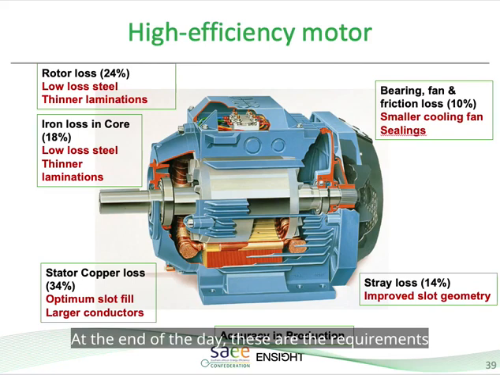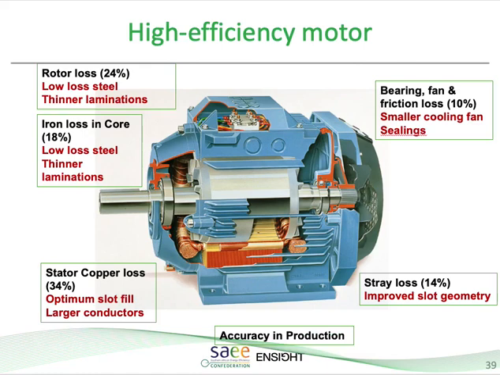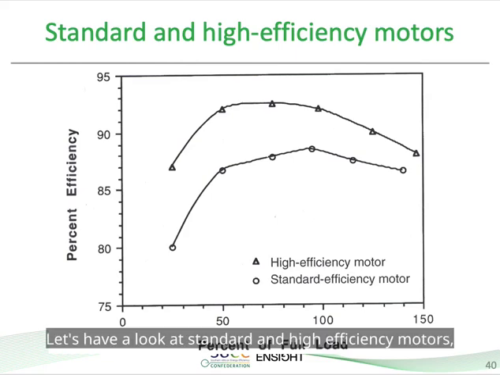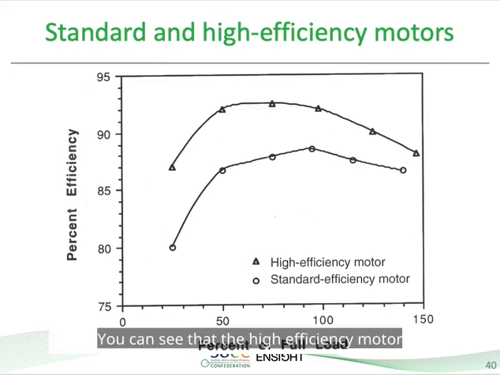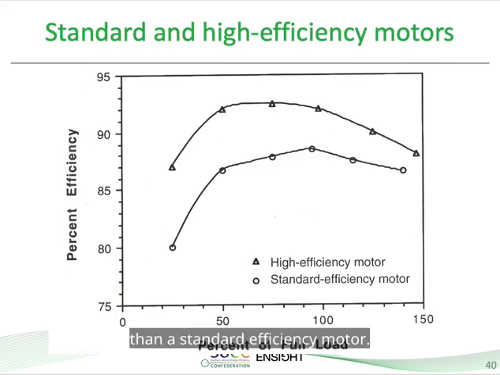At the end of the day, these are the requirements in order to establish high efficiency motors. Remember, power of an electric motor is equal to 2πNT, meaning if torque increases or if the RPMs increase, power will ultimately increase. Let's have a look at standard and high efficiency motors, a difference between the two at the percentages of loads. You can see that the high efficiency motor is always more efficient no matter what the load than a standard efficiency motor.